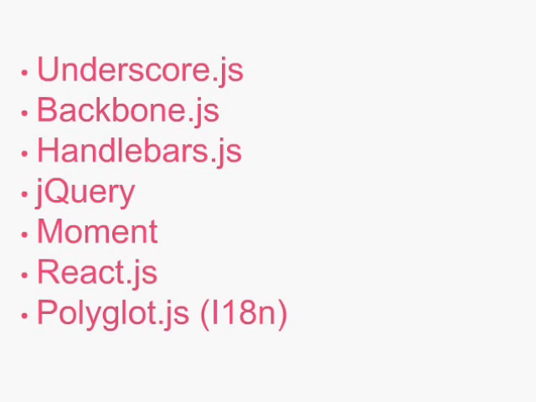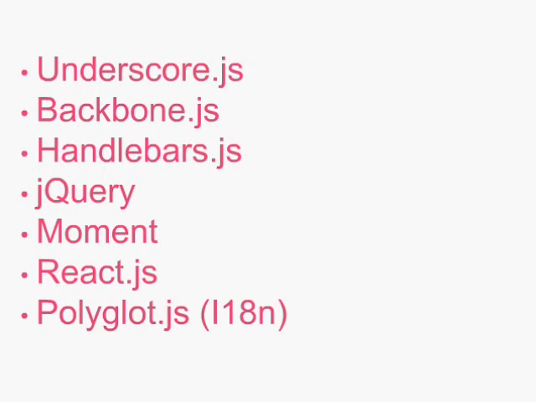Moment is a great date and time formatting library. React.js is Facebook's UI component library, so it's an alternative to Angular, for example. React is really awesome, and Facebook uses it to render a page on the server and then to also render things on the client side.